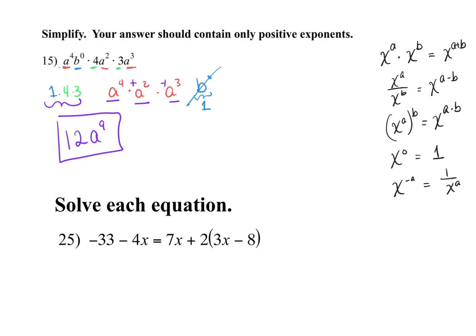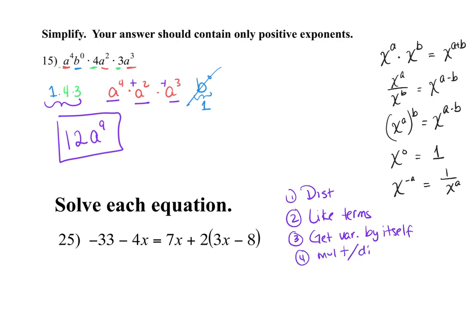When I have something like this, I have to distribute to get anything out of my parentheses. So think about what you have to do. I need to distribute to get rid of any parentheses here. I need to combine like terms on each side of that equation. And then I need to get my variable by itself. And then multiply or divide once the variable is by itself, right? And so you're going to think through that process every time you come to an equation, whether it's in a word problem or whether it's just standing alone like this.